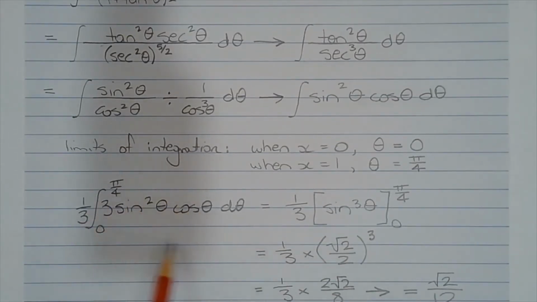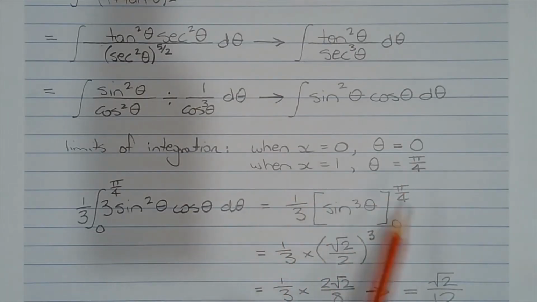Now, to make the integrand look like the solution to part 1, we multiply the integrand by 3, but then we compensate by multiplying by 1/3 outside of the integral. So the integral becomes 1/3 multiplied by the integral of 3 sine squared theta cos theta d theta from theta equals 0 to pi over 4. And this equals 1/3 multiplied by sine cubed theta from theta equals 0 to pi over 4.